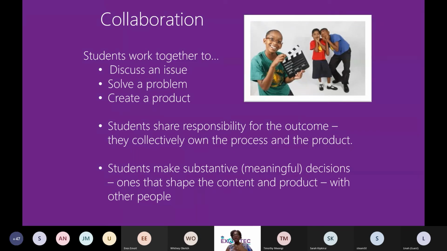So if they own the process, that means they made substantive decisions about who does what, when the person does it, and how it is being done, and all that. Once they make those meaningful decisions themselves, then they own the process, and in the end, they own the product. So these decisions are ones that shape the content and the product with other people.